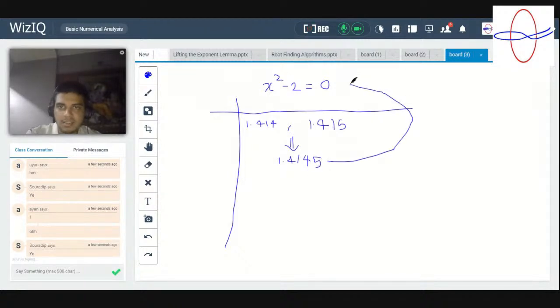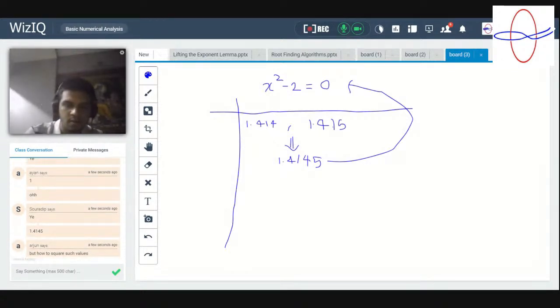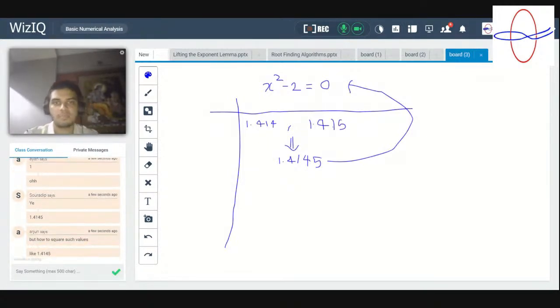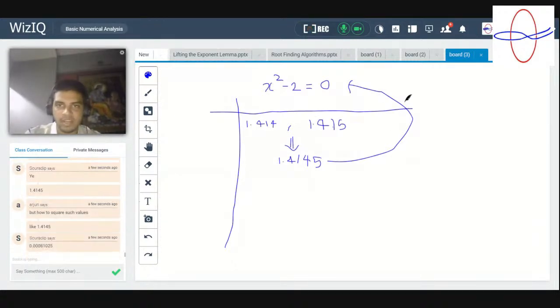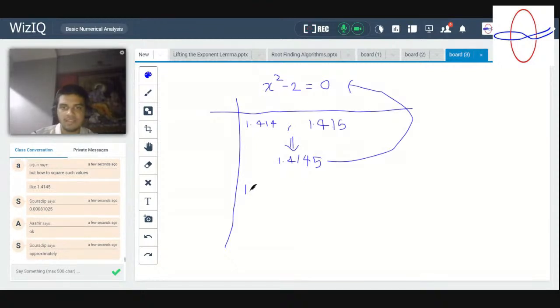So plugging this into the equation, 1.4145 square minus 2 will be, this is basically equivalent to a binary search. It is positive and it gives us about 0.0008. Yeah. So what we'll do is then we'll take 1.414 and 1.4145.